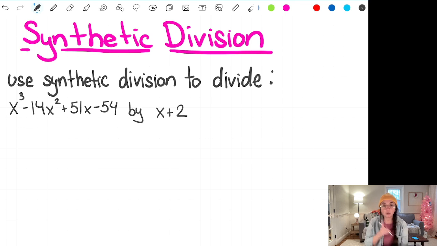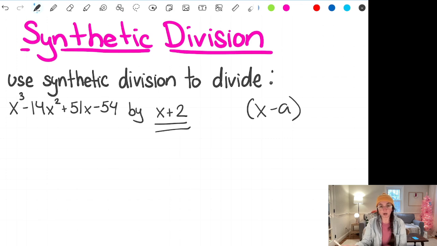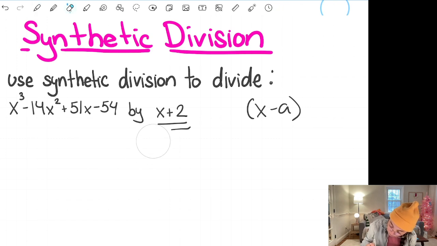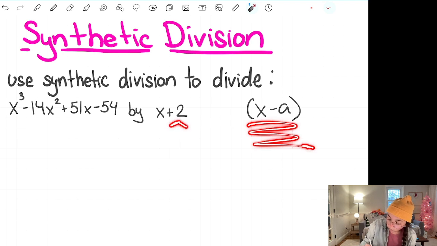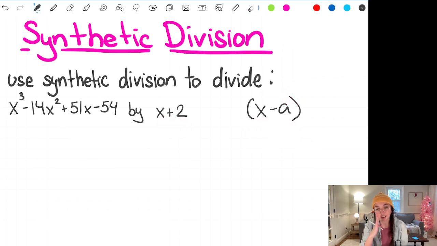Now, the only time you can do synthetic division is if this piece is in this form like so. That's the only time you can use synthetic division. If not, you're going to have to do long division. Because it has to be in this form, we have to figure out what a is. Since this is a plus, a needs to be a negative, or you can just flip the number whenever you see it. So instead of positive 2, it's going to be a negative 2.